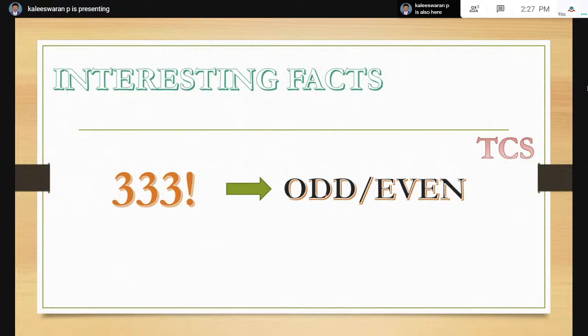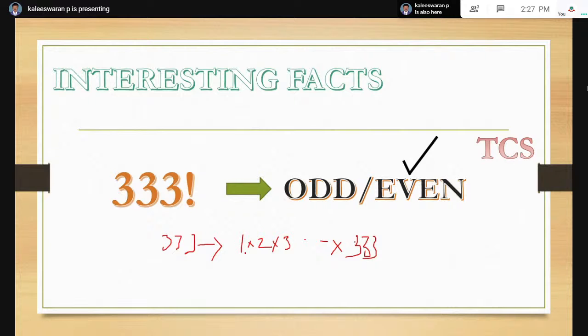Most of them think 333 factorial is an odd number, but it is an even number. How is it even? What is 333 factorial? It is 1 into 2 into 3 up to 333, or in reverse, 333 into 332 into up to 1.